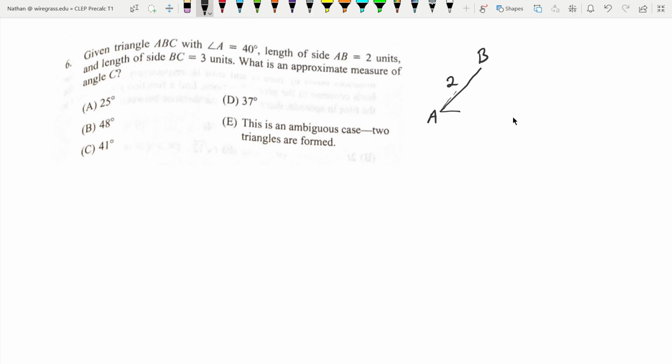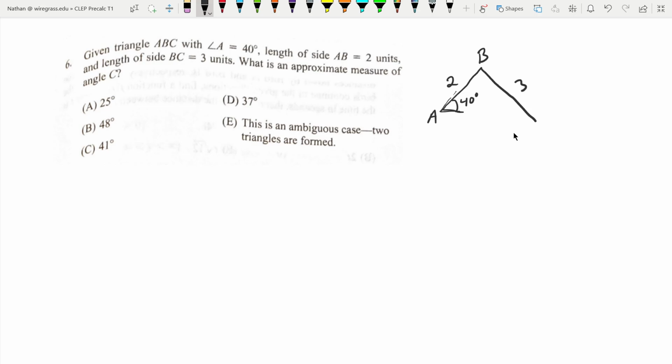And then our final side length BC is 3 units. So this is 2 units. So I'm going to draw just a little bit longer than that, and then like that. So this is going to be 3 units. And so this is 40 degrees. So this would be the ambiguous case, but there's a couple things here that we have to keep in mind.